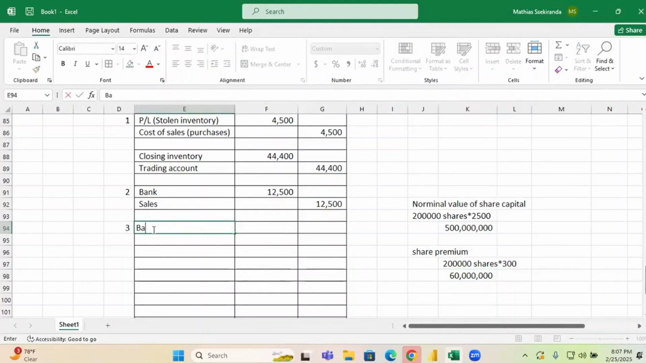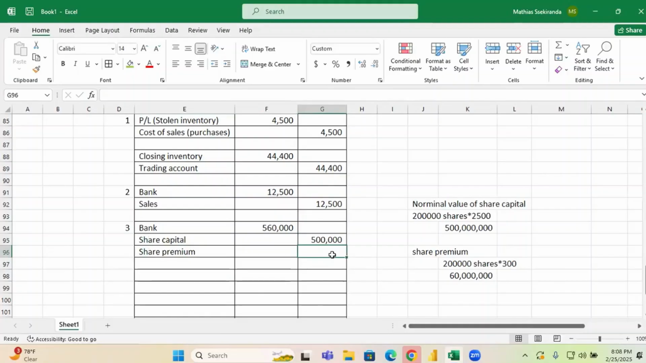So the double entry will be I debit bank 560,000. Remember, I'm chopping off 3 zeros, okay? Share capital is always a credit. Capital is always a credit. So I'll credit share capital, but I credit it with the nominal value 500,000, and I credit share premium, which is always a credit because it is a component of equity, 60,000. So that is the double entry.